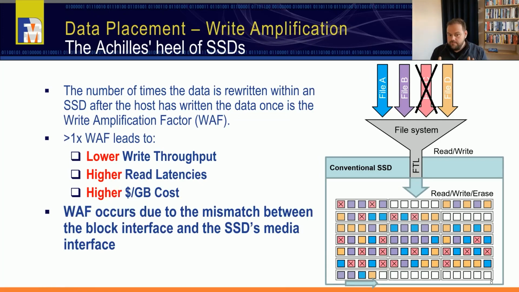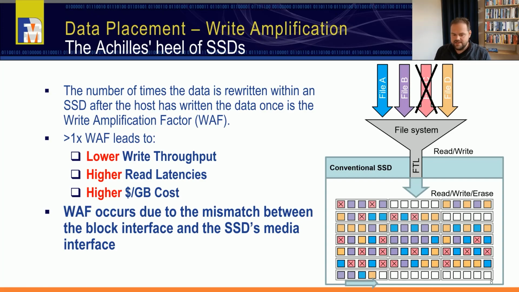So what that means is that within the conventional SSD, it rewrites data. So data you wrote once from the host point of view gets into the SSD and gets rewritten multiple times. That is known as the write amplification factor. The best write amplification factor you can have is 1x, where you write the data once from the host to the drive and it's only written once. But for conventional SSDs, very often the write amplification factor is much higher.